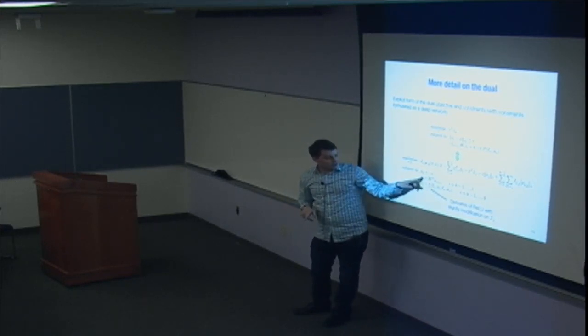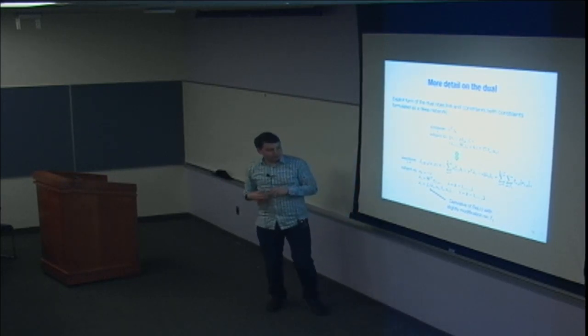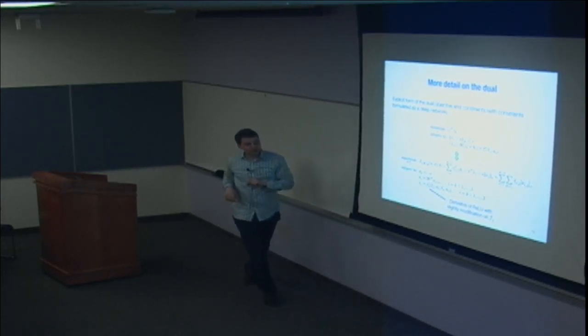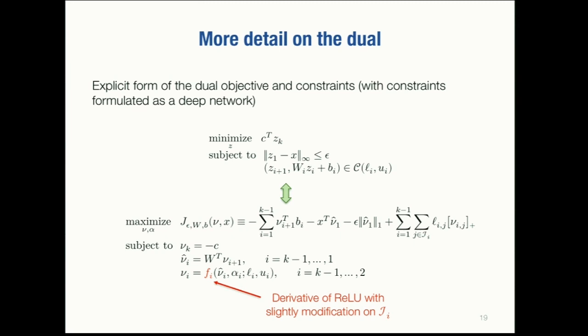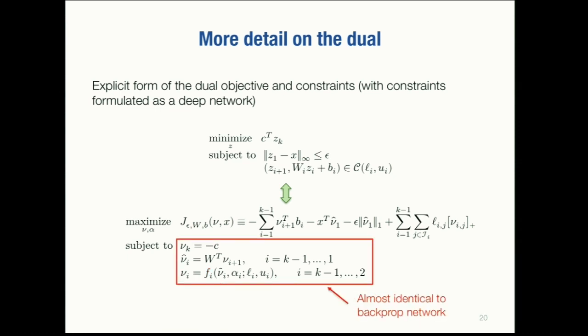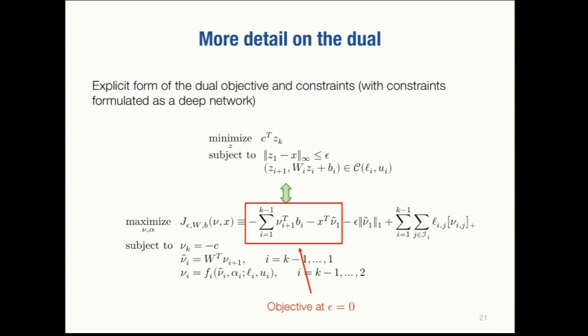You pass it through, and the pre-activations of the dual just become the transpose of W, which should be W_i transpose. Then the pre- and post-activation of the dual are related by essentially the derivative of the ReLU, which is exactly what you get in a dual network, with some modification on the set that can cross zero or not. The details are in the paper, so I won't go into more detail than that. These constraints are basically the form of a dual network, essentially the backprop network. Now, the objective terms: when you use this notation, this term is exactly just the objective at zero perturbation. So you can't avoid this term at all. That's just your objective when you evaluate it on the example.